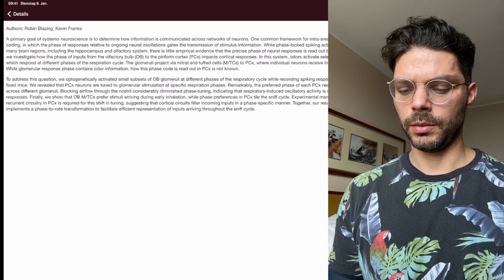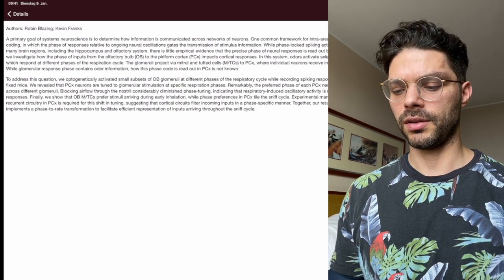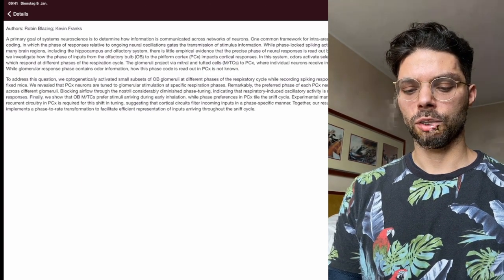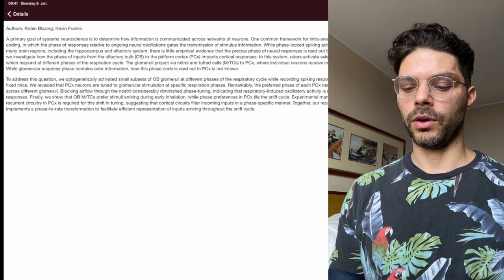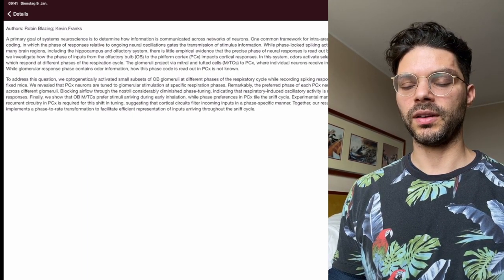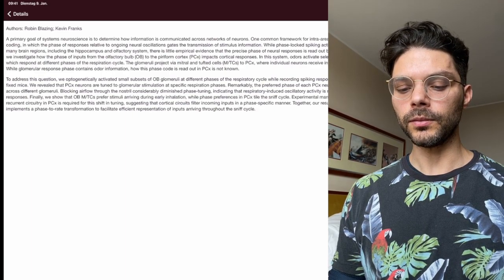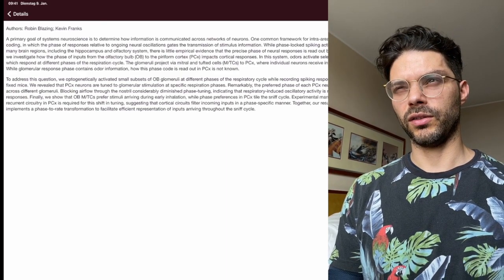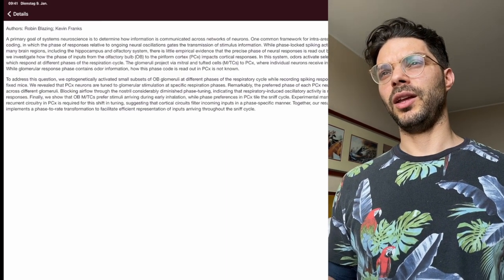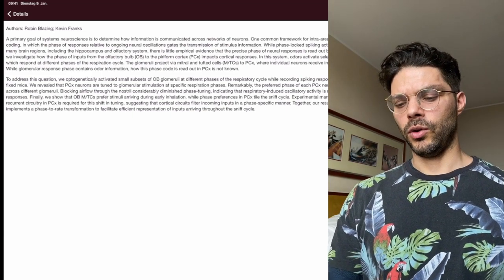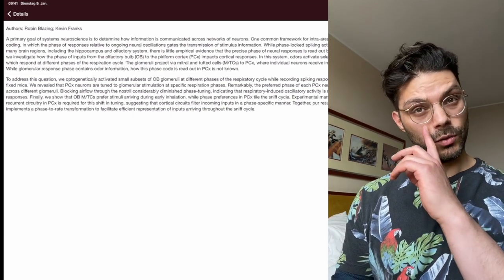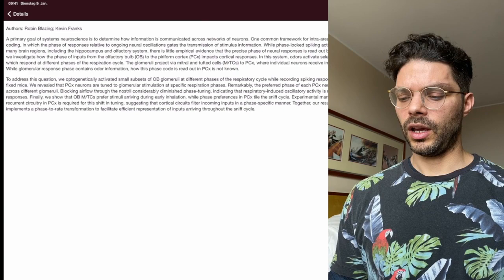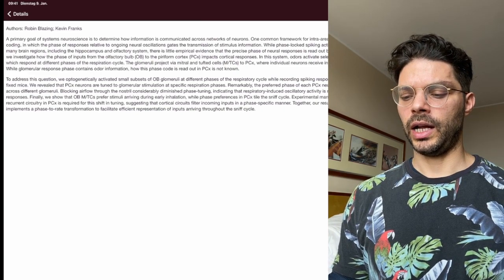Blocking airflow through the nostril considerably diminished phase tuning, indicating that respiratory-induced oscillatory activity is required for phase-specific PCX responses. Finally, we show that OB mitral and tufted cells prefer stimuli arriving during early inhalation, while phase preferences in PCX tile the sniff cycle. Okay, so OB prefers stimuli arriving during early inhalation. So I guess if you're arriving late, then you would have a smaller volume of odor arriving. So yeah, you want them early, because that's when most of the air volume is coming in, I would think. And it is interesting, PCX tile the sniff cycle.